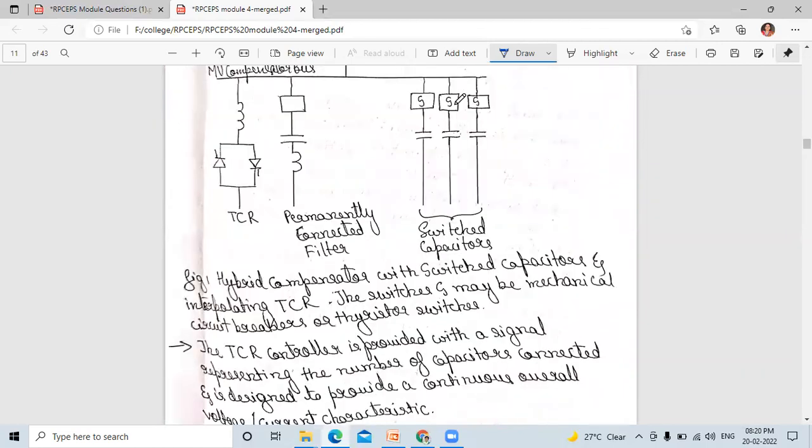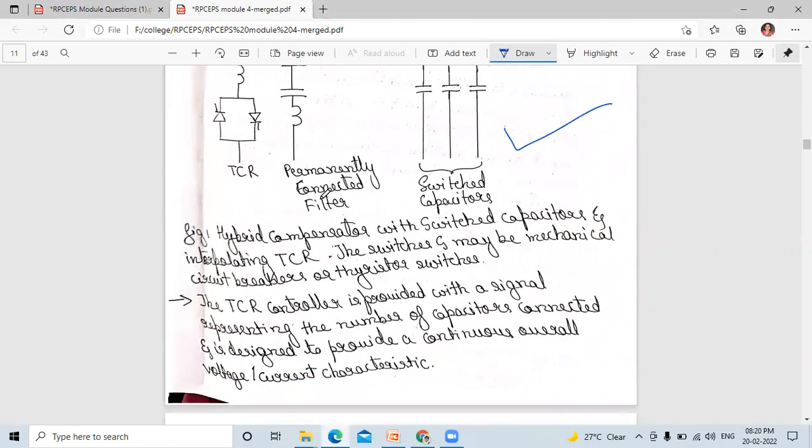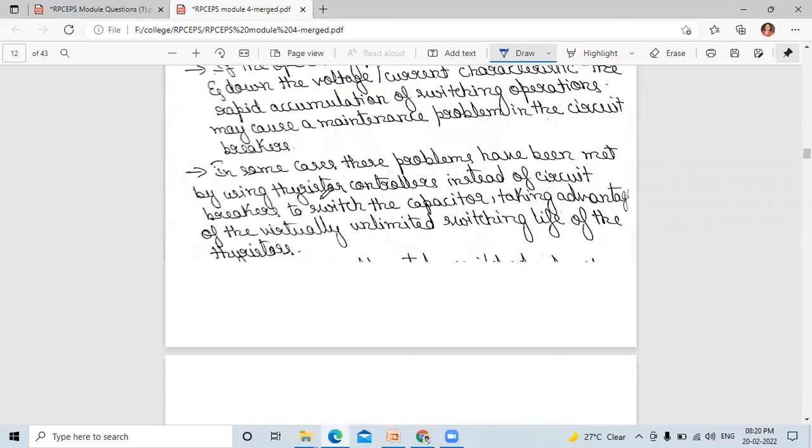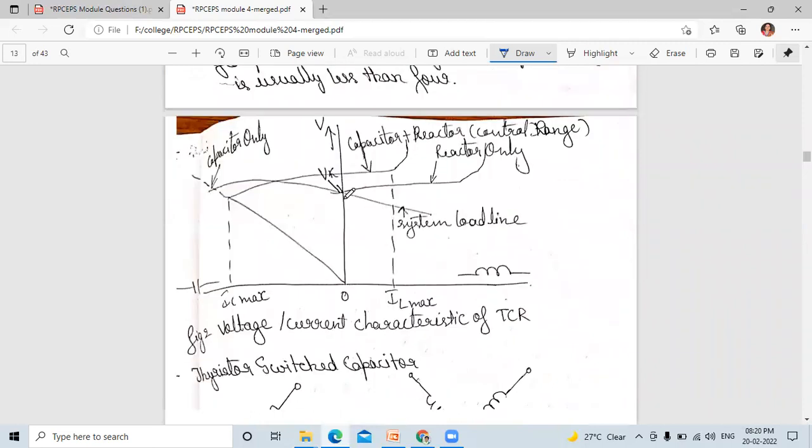You need to write this circuit. Okay. This is the hybrid compensator with switched capacitor. This you need to draw, with sentences. Okay. Explanation regarding that. This is also important for voltage and characteristics of TCR.